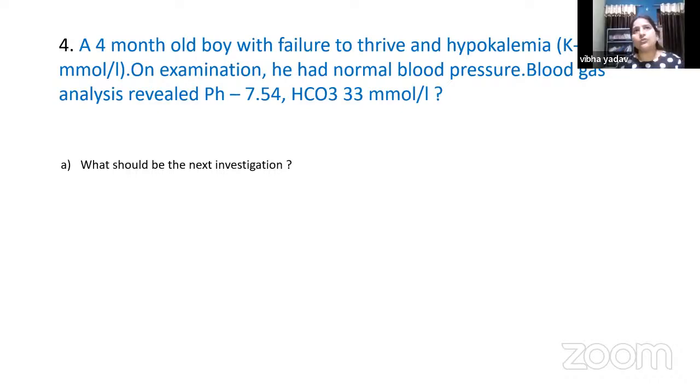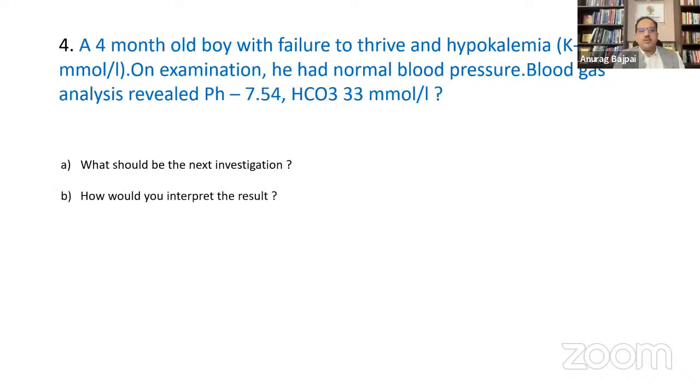In a 4-month-old with normal blood pressure, the most likely diagnosis would be Bartter syndrome. Bartter will be the most likely because the onset is very early. Gitelman is too early to present like this. So Dr. Vibha has already said urinary calcium. This is an important investigation. Urinary calcium would be done, which will tell you. So carry forward from there.